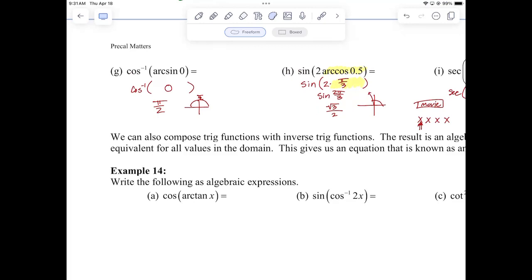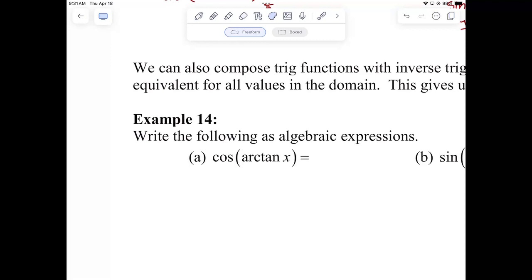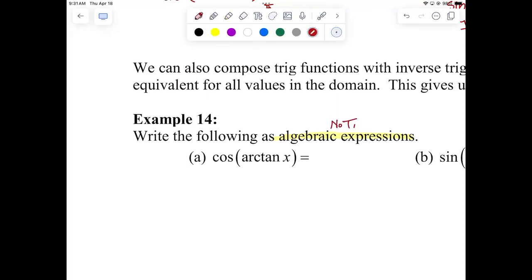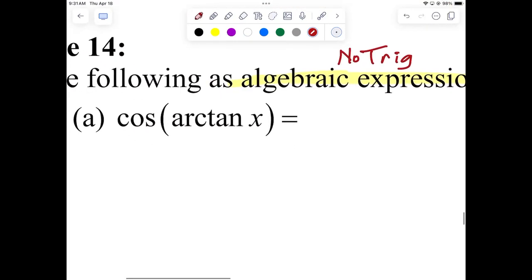Example 14. All right, so example 14 gets into what happens when we have variables instead of numbers? Well, when we have variables, we can rewrite the trig of the inverse trig as an algebraic expression, meaning there is no trig in it. No trig at all. Okay? Let me show you what I mean. You're going to like these types of problems. This, by the way, is like your free response question. You'll have them like this, all right?